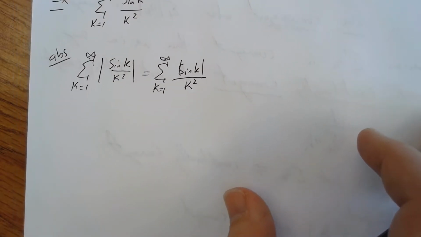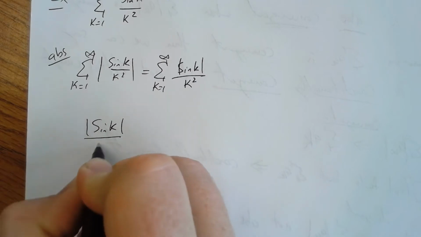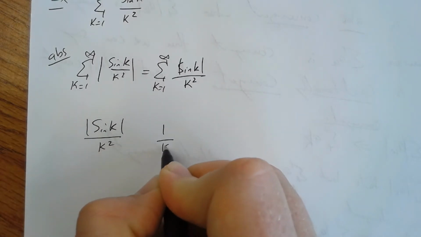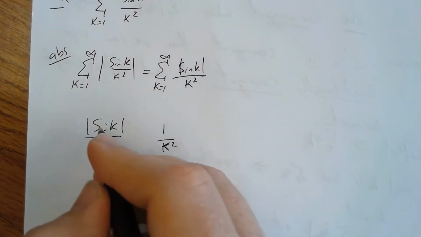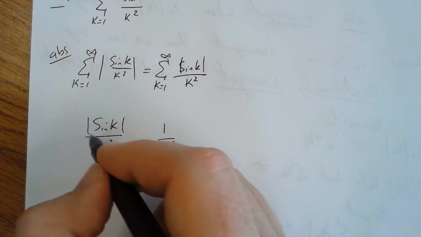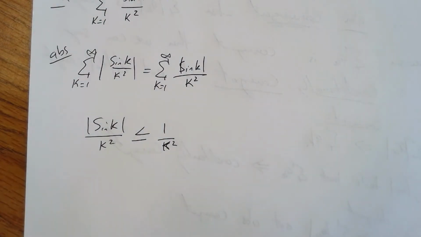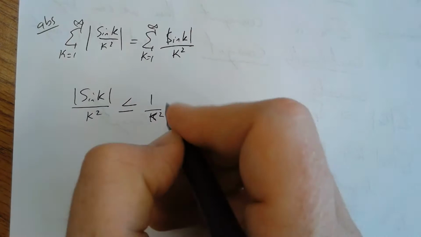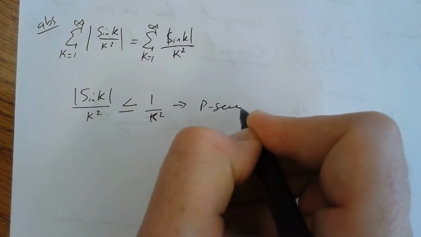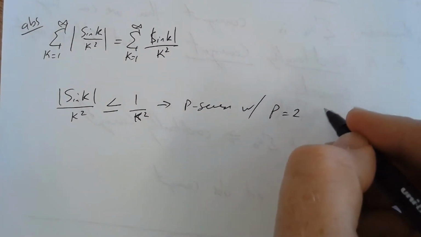What's nice about this is I can come up with a comparison of how this thing compares to this thing. If you think about it, the absolute value of sine of k is always positive, and it's always bounded between 0 and 1. So this thing will always be less than or equal to 1. If I divide both sides by k squared, I have an actual comparison here. I know that this is a p series with p equal to 2, which implies convergence.